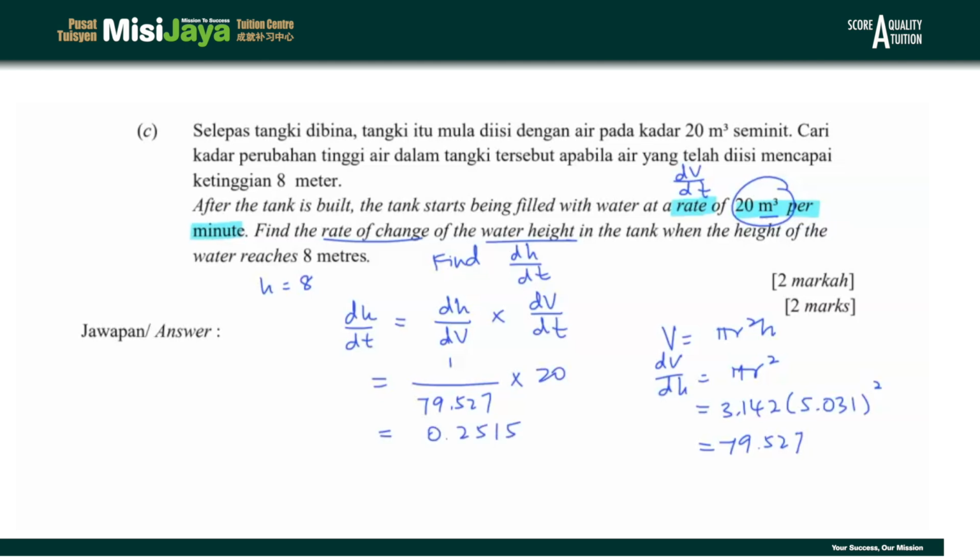So this question is 2 marks. So where do we get the 2 marks? Here is 1 mark and the final answer is 1 mark.